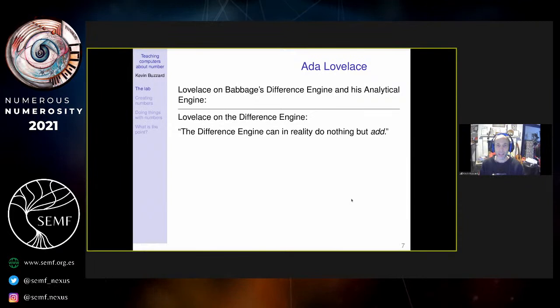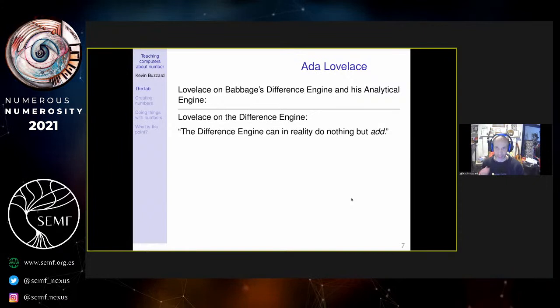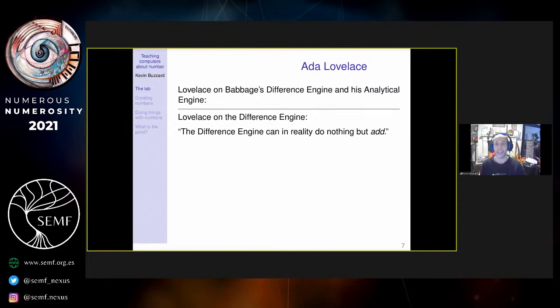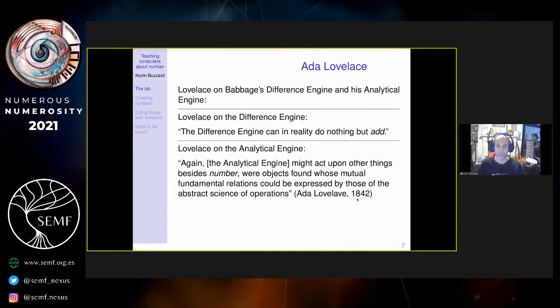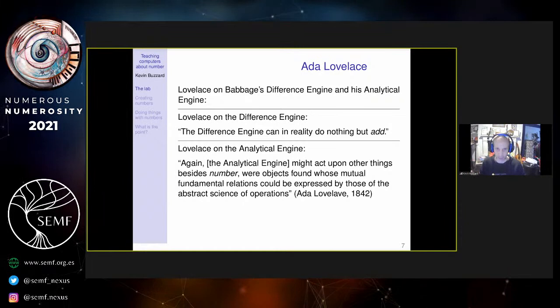When you read it, there's some sort of disdain she has for the difference engine. She refers to it later as just an adding machine. I think what's happened is her mind has been opened in these lectures of Babbage to the analytical engine. And when she talks about the analytical engine, she's really one of the first people to understand the difference between a calculator and a computer.